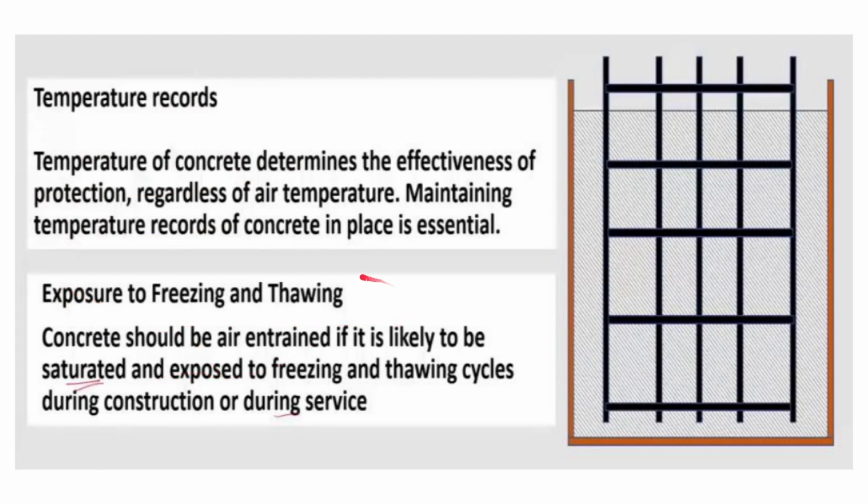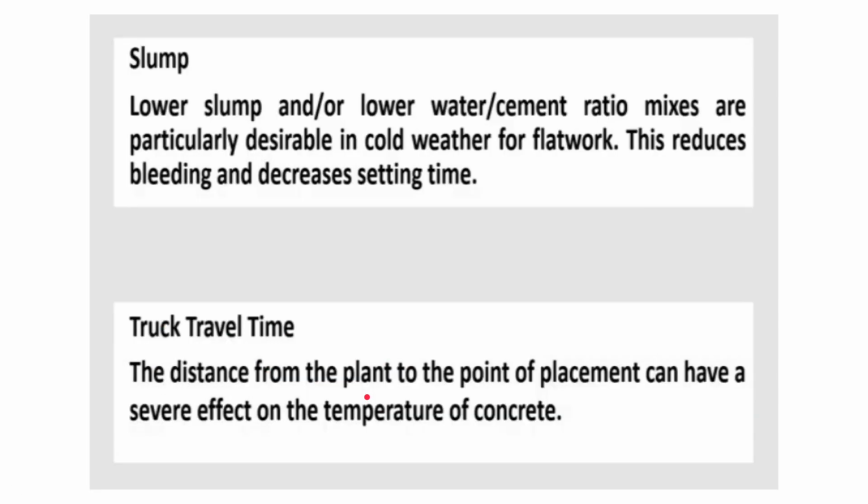One of the main ways it can be countered is by air entrainment. Concrete should be air entrained if it is likely to be saturated, and saturated means completely filled with water, and exposed to freezing and thawing cycles during construction or during service. The presence of saturated water exposed to freezing and thawing cycles will result in cracks and an increase in volume. So the best way to counter that is by using air entrainment admixtures.